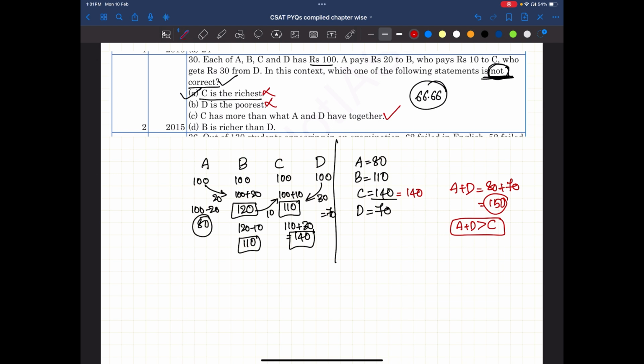Now check. B is richer than D. Yeah, B is richer than D. B is 110 and D is 70. So this statement is correct. So this can't be the answer. Now this is the answer.